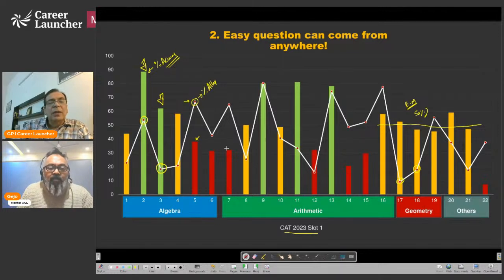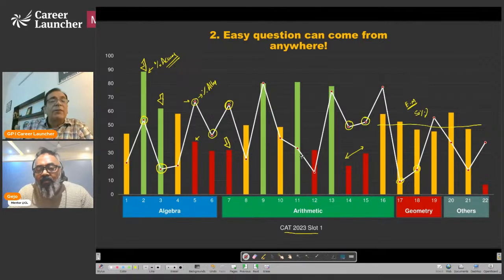Among the most difficult questions in the paper, question 14, 15. Look at these questions 14, 15, 5, 7. All of them have attempt rates of more than 50%. So the issue is because I have decided I am going to do only arithmetic, I will attempt a difficult question of arithmetic also. Because I have decided that it is quadratic, I'll attempt a difficult question of quadratic also. When the reality is you should not be attempting those questions. Okay?